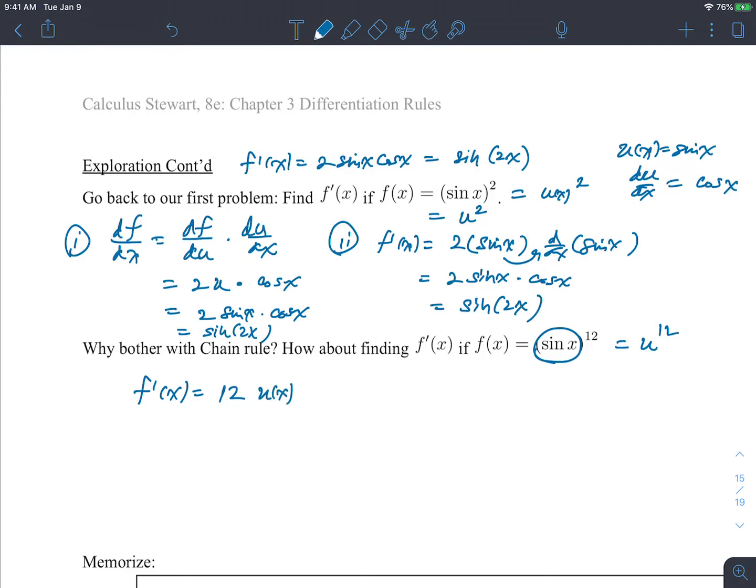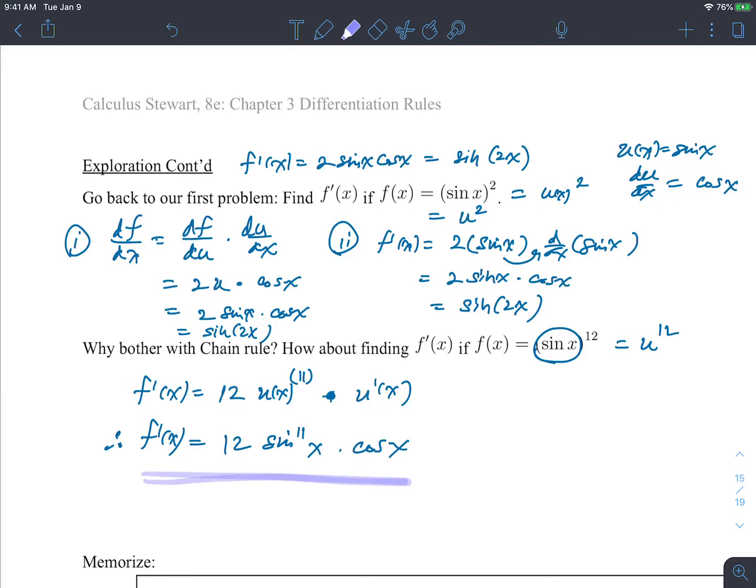U of x to the 11th power plus the u times u prime of x, right? And that will give you 12, and the u of x is what? Sine of x? Sine of 11 to the x times u prime is cosine. And we are done. It is that quick, guys, right?